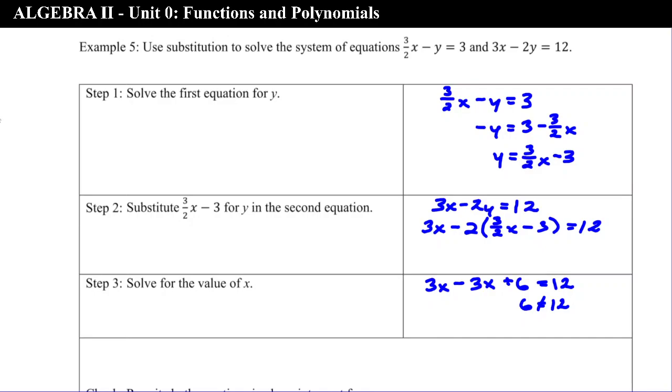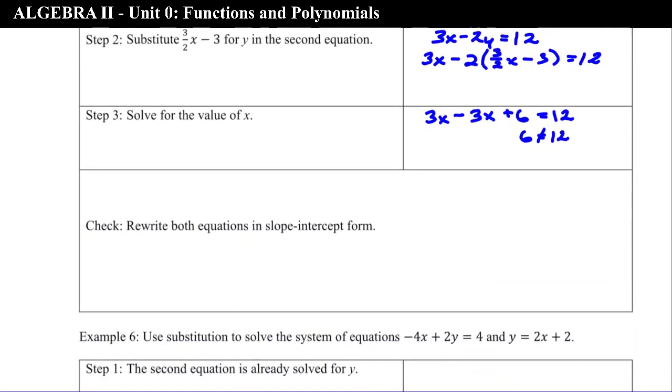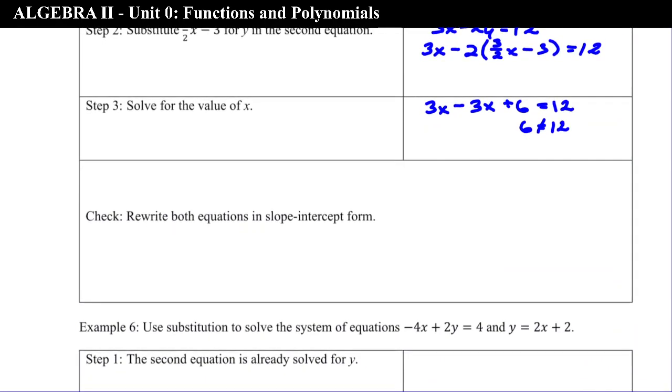So here's the conclusion that we can draw from this. If you ever run into the case where you're solving for one of your variables and you end up with a false statement like the one we have here, you can say that the statement 6 equals 12 is false, and therefore we have no solutions.